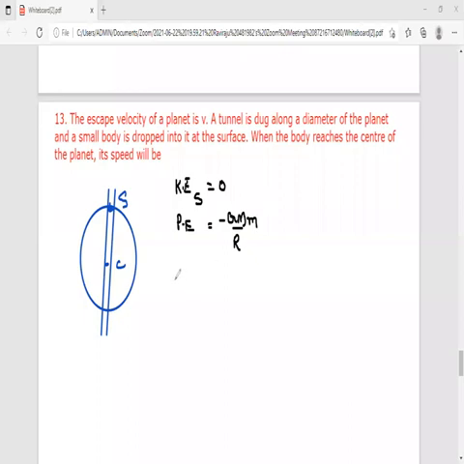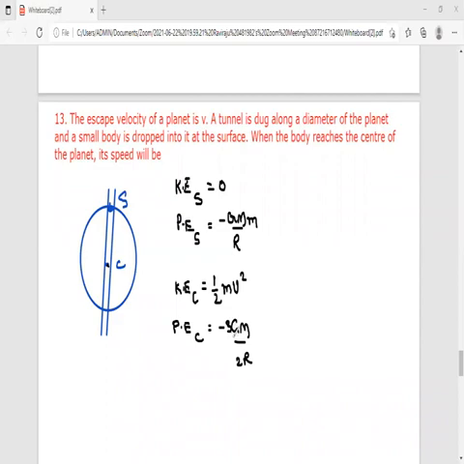Next, now it is about the kinetic energy and potential energy values at the center. So the kinetic energy at the center, of course, we don't know the value of the velocity, that only you have to calculate. So let me consider that it is equal to half mv square. And what is the potential energy at the center? For any solid sphere, the potential energy at the center will be minus 3GMm by 2R.